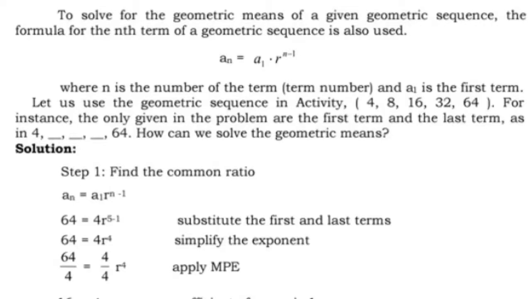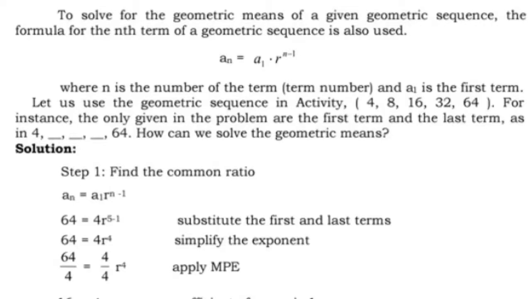Then let us use the geometric sequence in the activity. So 4, 8, 16, 32, 64. For instance, the only given in the problem are the first term and the last term, as in 4, then blank, blank, blank, 64.